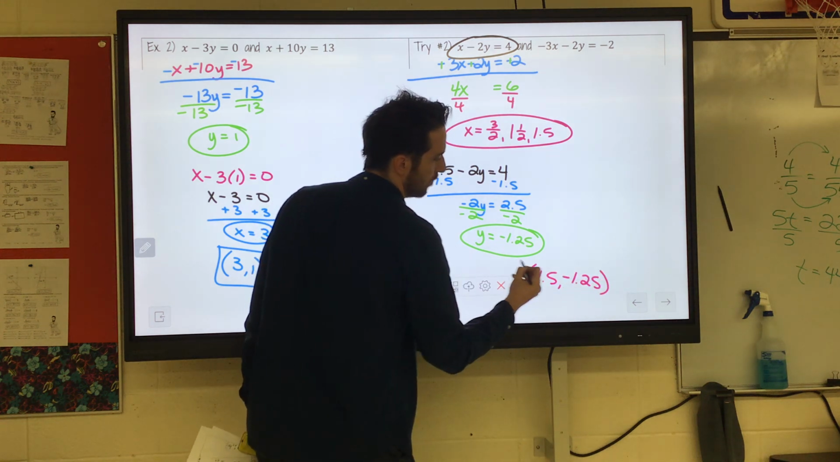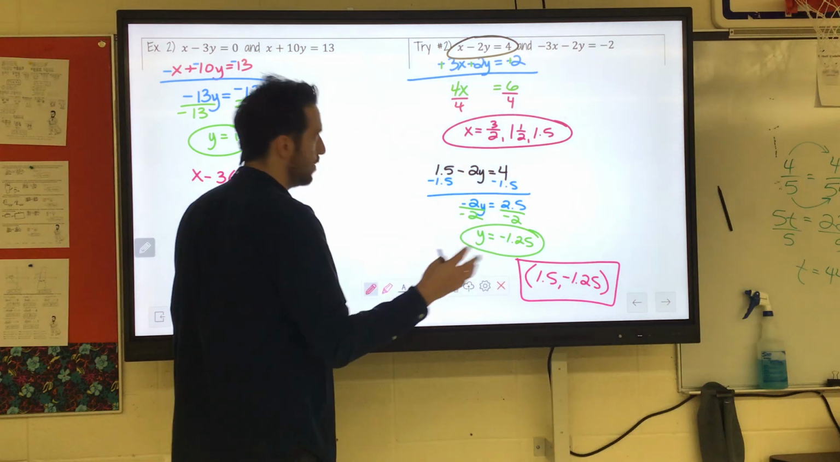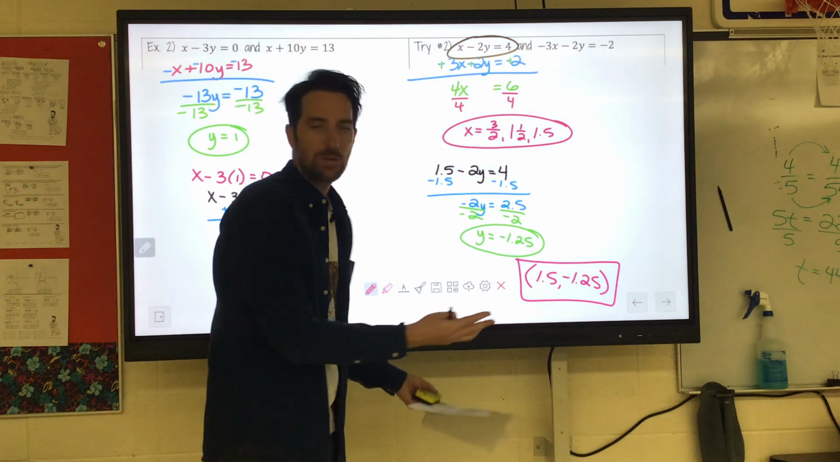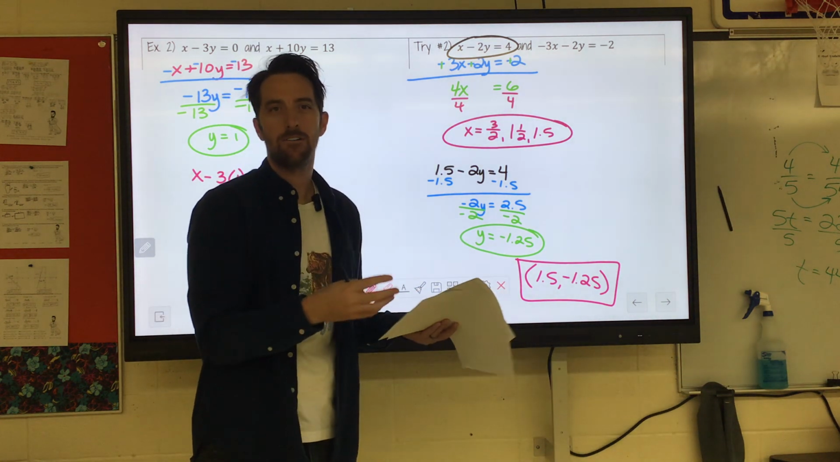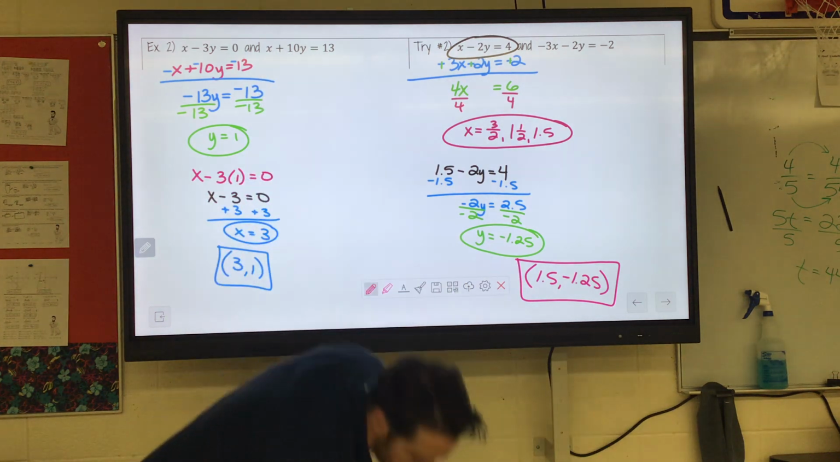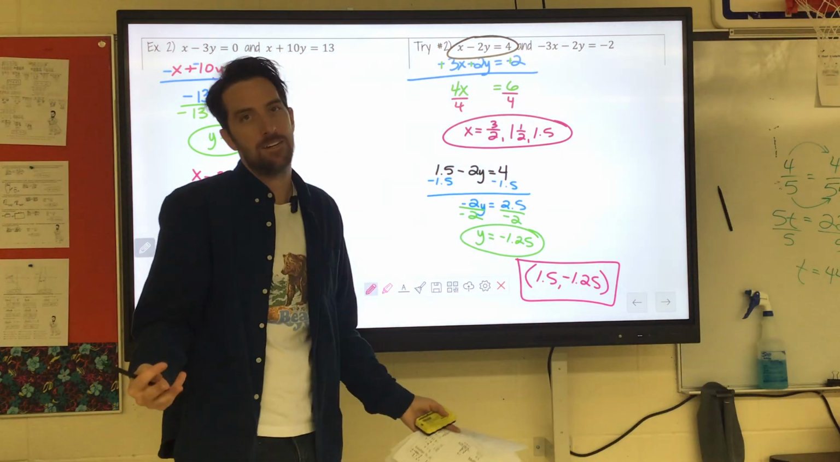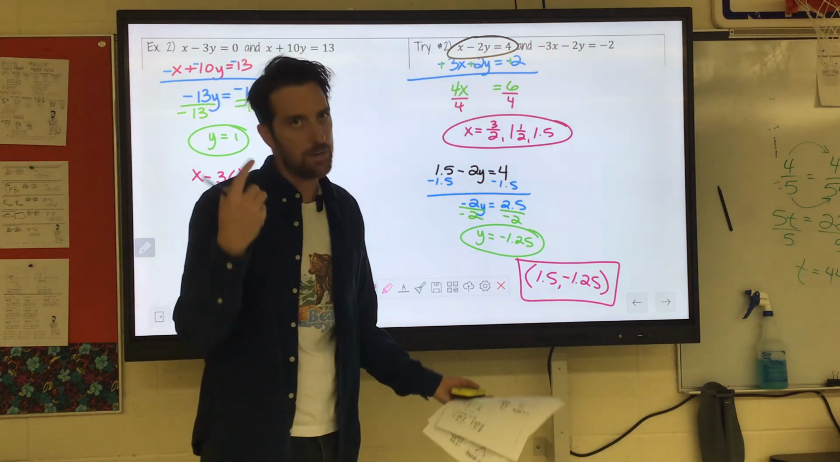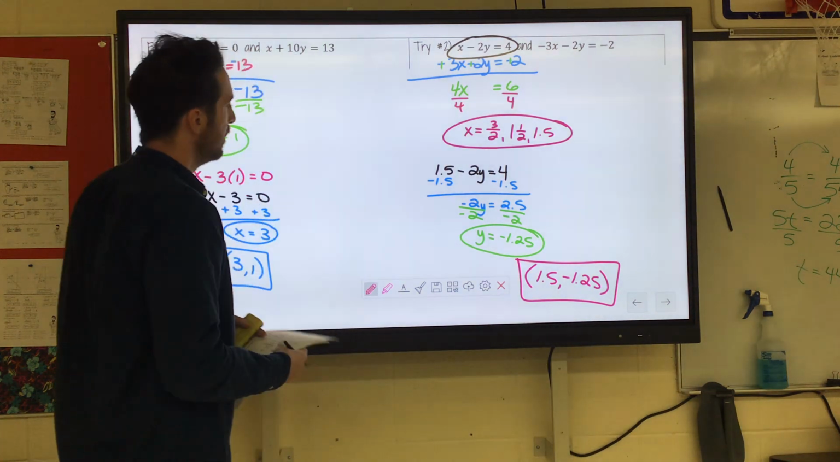That's why I like elimination way better than graphing, because you wouldn't be able to tell those decimals on a graph if you graphed it yourself, right? I don't know where negative 1.25 would be. How do I know it's not negative 1.3? It's just my eyeballs. All right, we got one more.